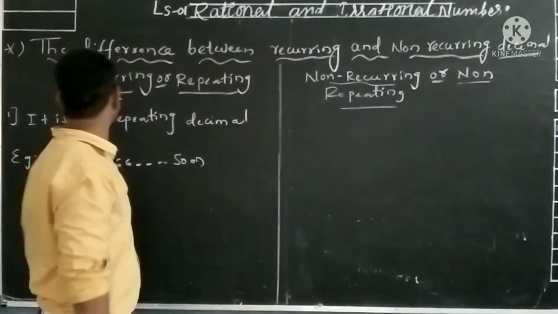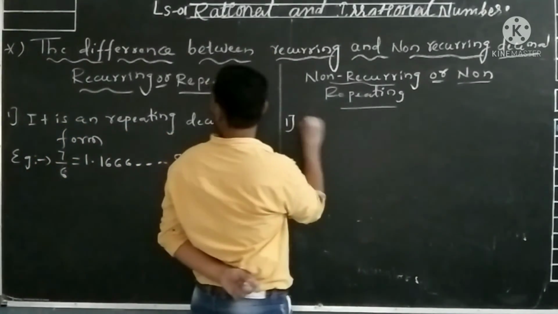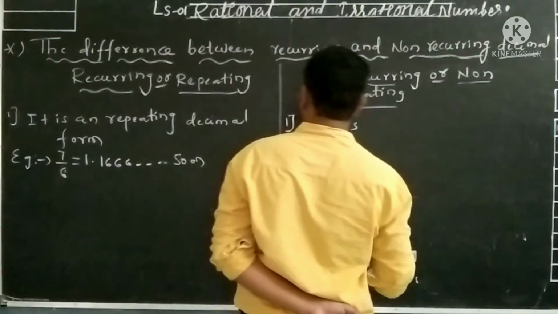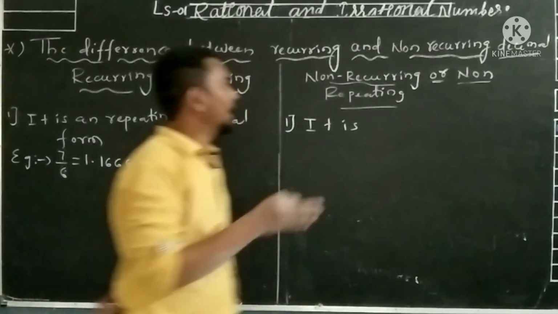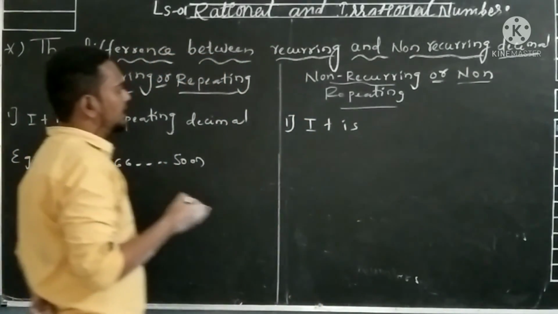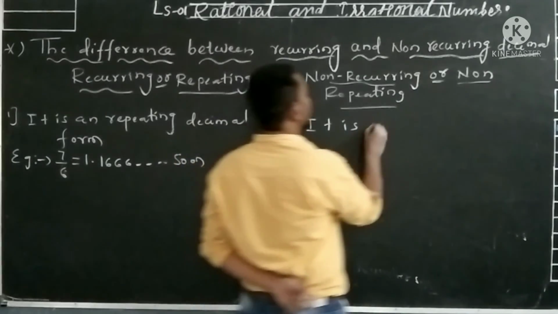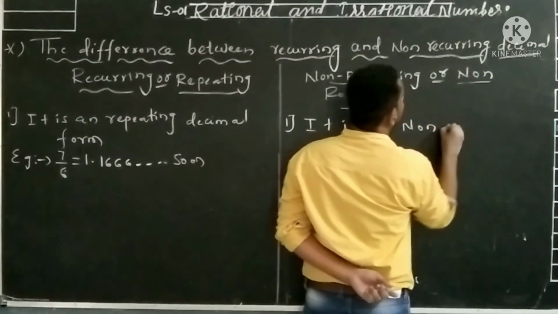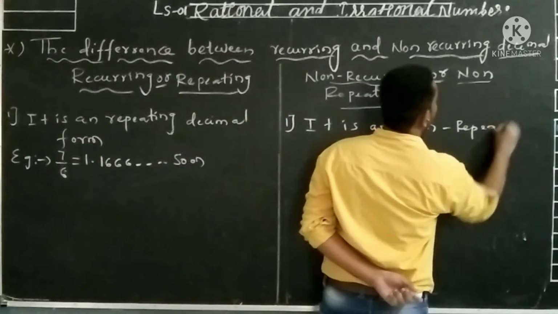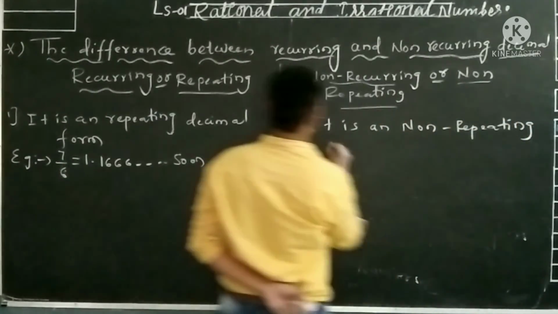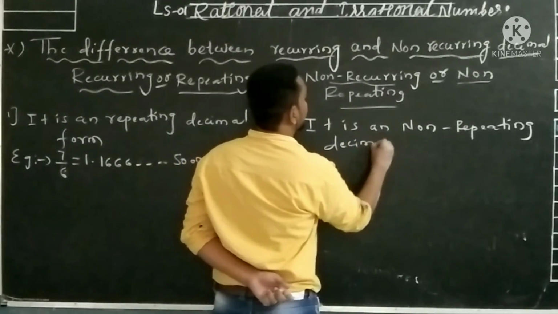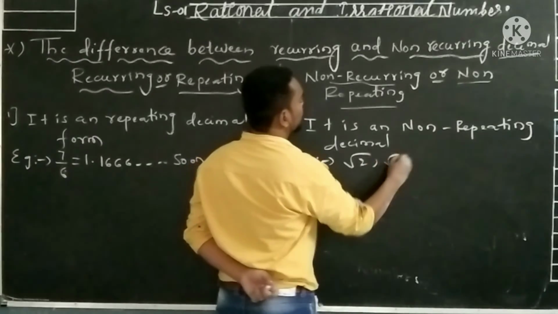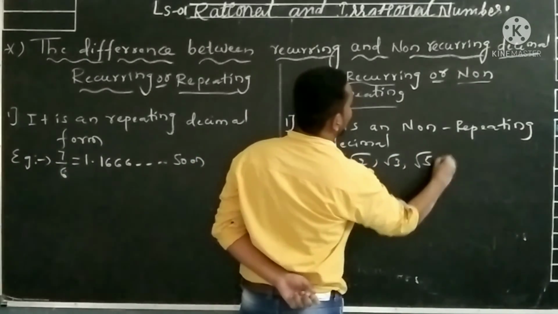Non-recurring or non-repeating. It is a non-repeating decimal. Example, root 2, root 3, root 5, etc.